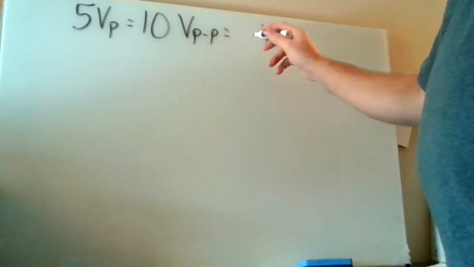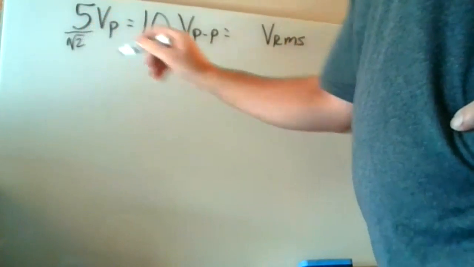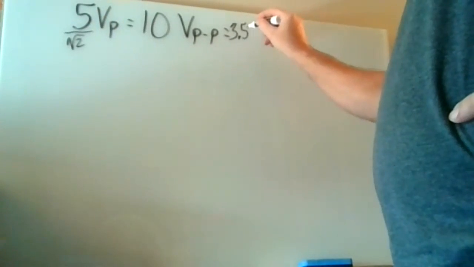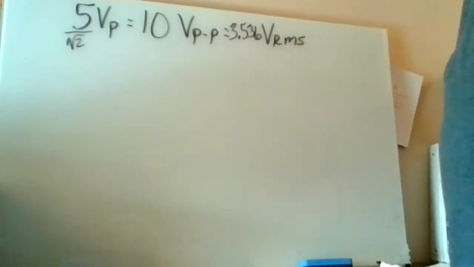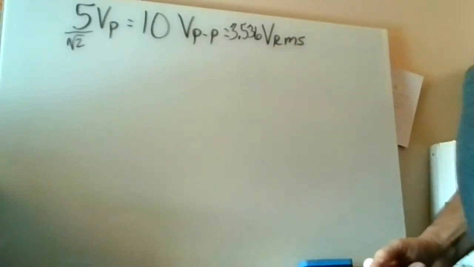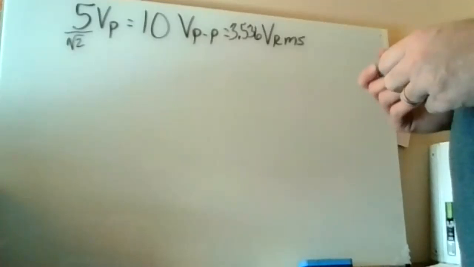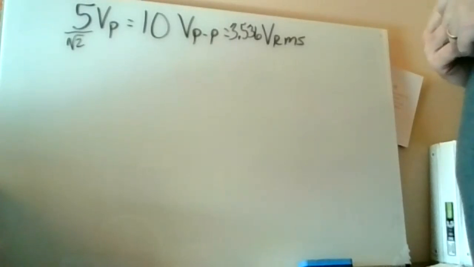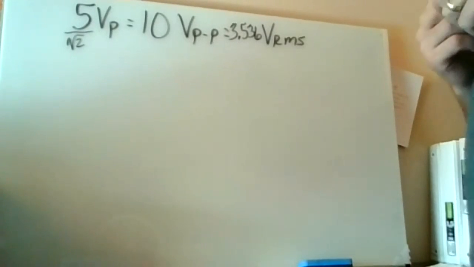How do I get my VRMS? I simply divide 5 by the square root of 2, which gives me 3.536 VRMS. So that would be my voltages. If you notice, my VRMS is always going to be my smallest voltage. My peak to peak is always going to be my biggest voltage. So when you're doing them, if you notice your VRMS is not the smallest one, you did something wrong. If your peak to peak is not the largest one, you did something wrong.